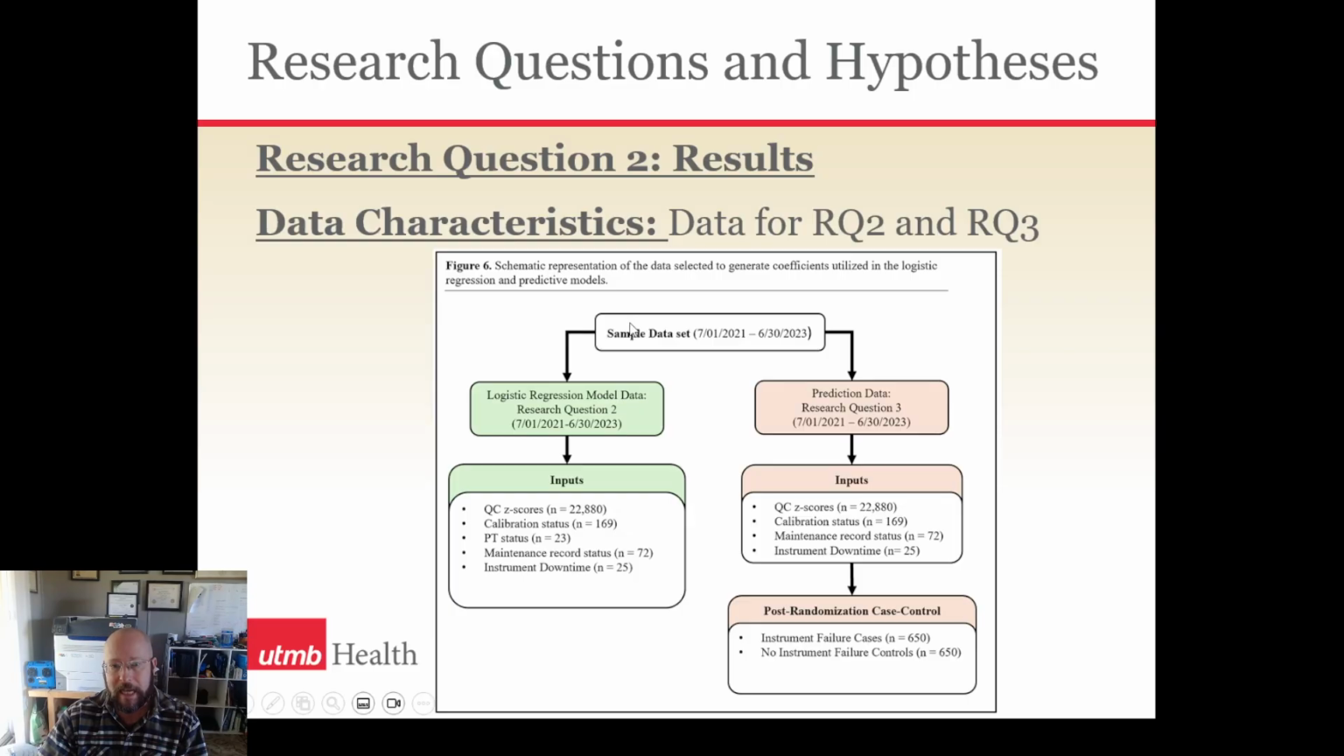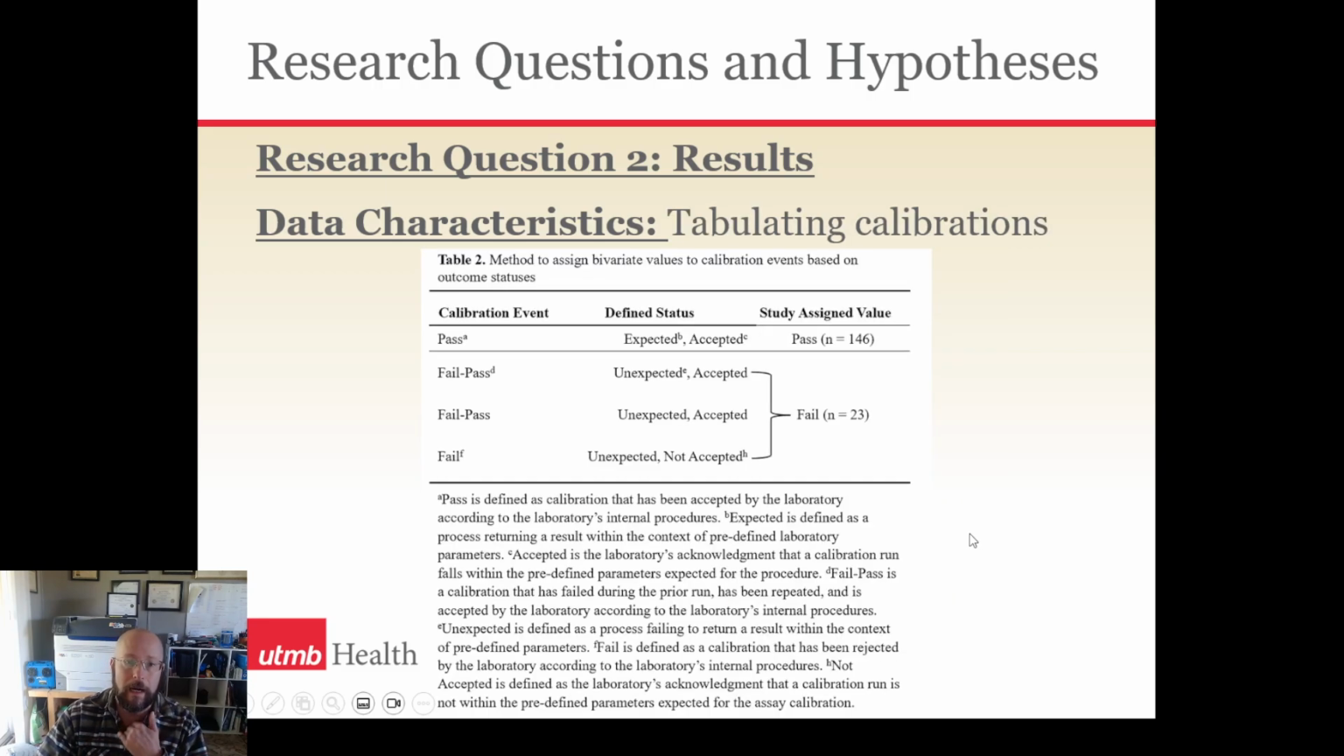I took my data set, we split this into a logistic regression model data set and a predictive data set, calculated some scores on this, some statistics on that, did likewise on our predictive data, and then after we had created a model, we created a post-randomization case control study off from this.